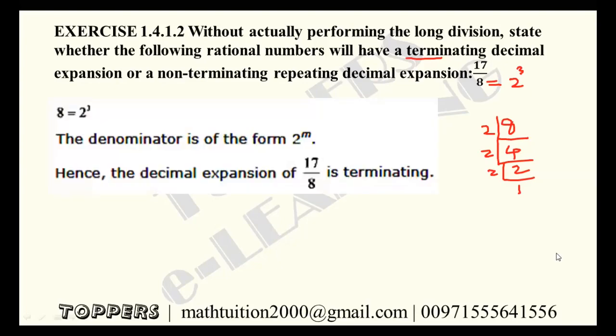8 is equal to 2 raised to 3. So the denominator is of the form 2 raised to m. Hence, the decimal expansion of 17 by 8 is terminating. Let us go for the third question.